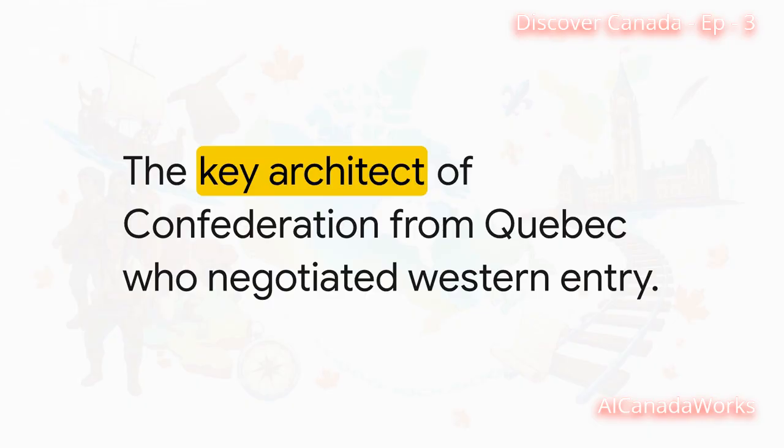But Macdonald didn't do it alone. Sir George Etienne Cartier was just as vital to the whole process. A very patriotic Canadian, he was the key architect of Confederation from Quebec. Cartier successfully brought Quebec into the Union and played a massive role in negotiating the future entry of the Northwest Territories, Manitoba, and British Columbia into Canada. It was a true partnership built on compromise and a shared vision.